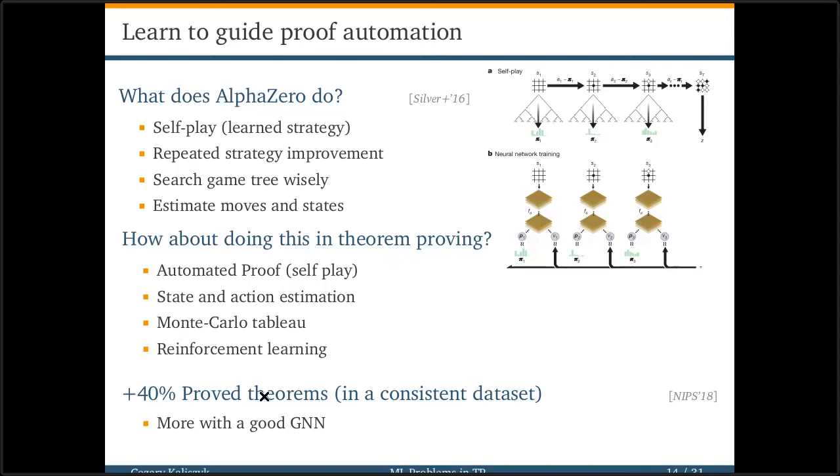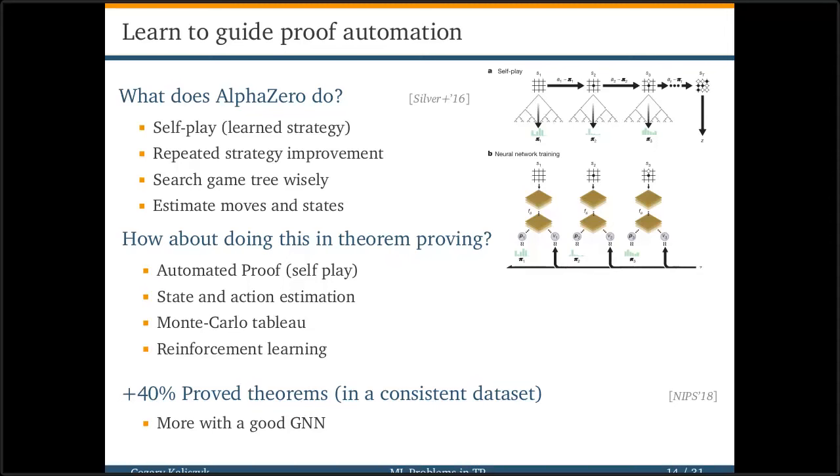For first-order theorem proving, this is pretty cool because we can prove something like 40% more theorems than the best human-designed strategy, and even more with stronger learning. And we can similarly do this on the level of tactics, and we have systems like TacticToe for HOL4. We have Tactician for Coq that are searching the tree in such an intelligent way and trying to learn how to do this. These are today one of the strongest automation techniques.